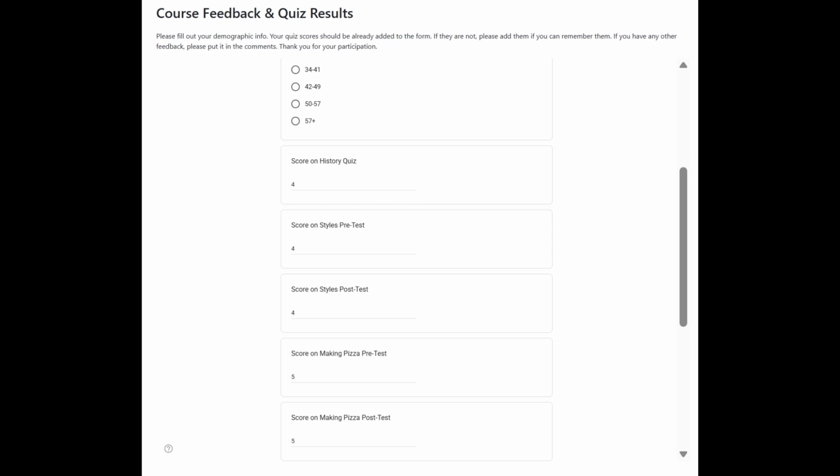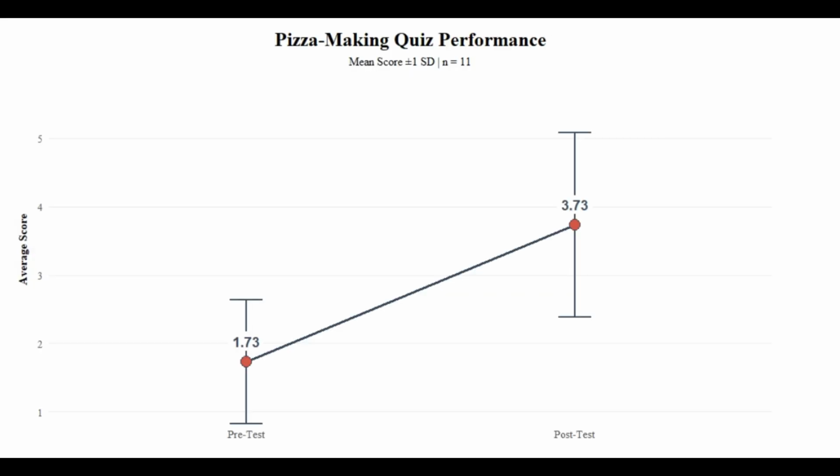The results of the difference between the pizza making pre-quiz and post-lesson quiz ended up being quite different. Going from people getting an average of 1.7 questions right to 3.7 questions right means they were at least paying attention a little bit during my pizza making segment.